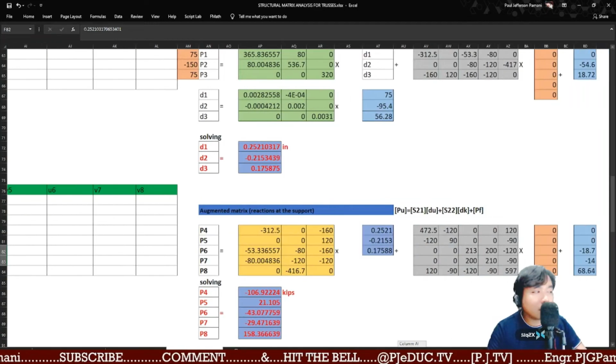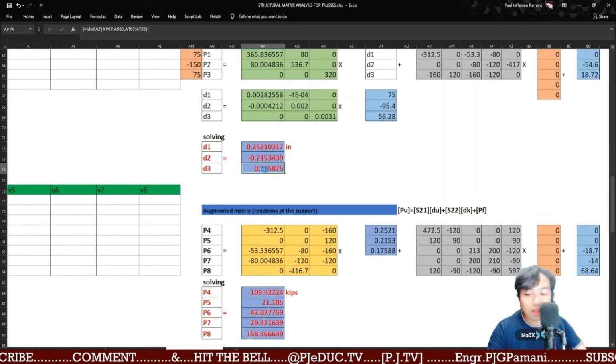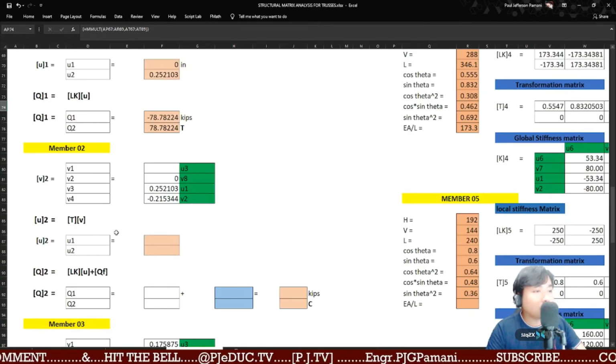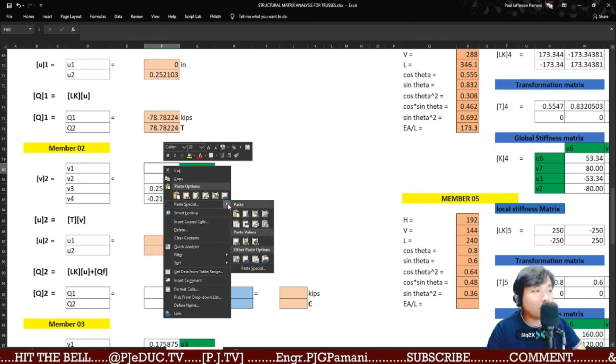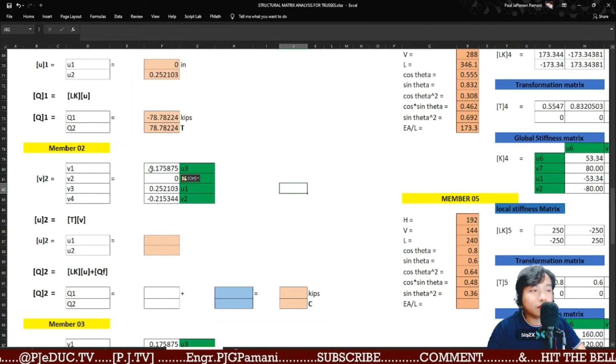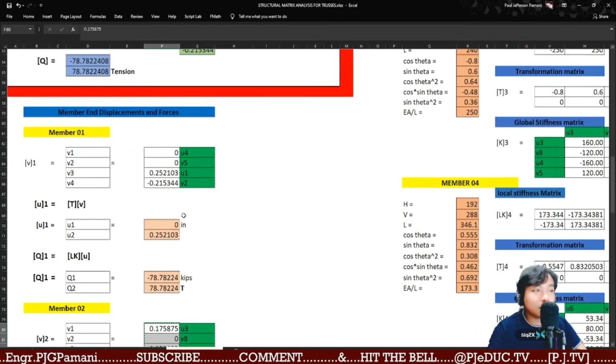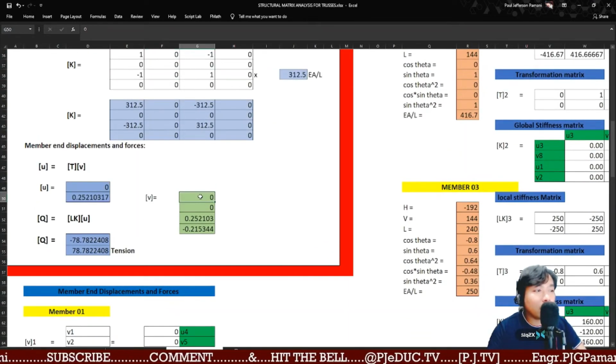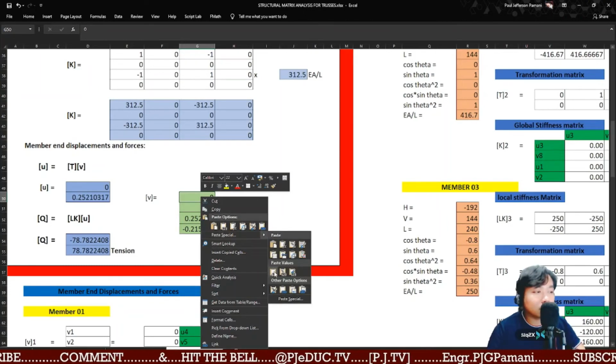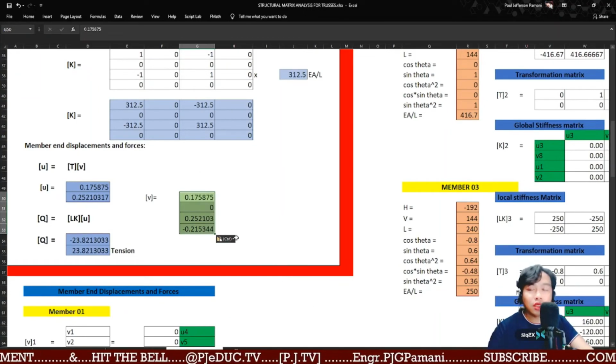Then, we have also solved the deflection at D3. Copy, Control C, and paste only the value. Then, multiply this one with the transformation matrix of member 2. Okay?